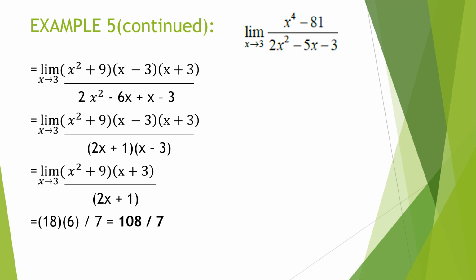So now what we get is limit x tends to 3, x square plus 9, x plus 3 upon 2x plus 1. Now you put the value of x as 3 in this numerator and denominator. You will get it as 108 by 7.